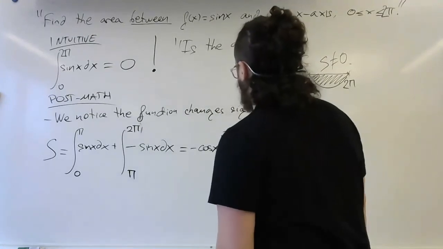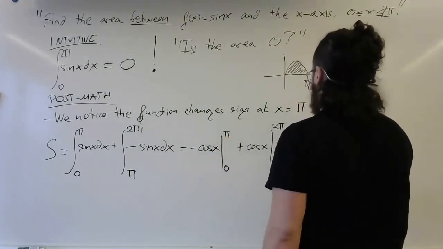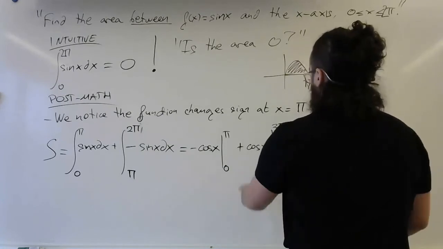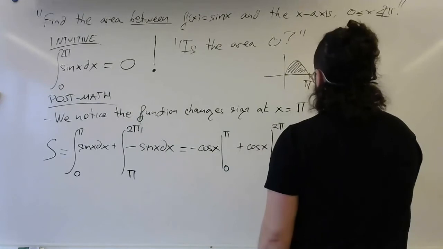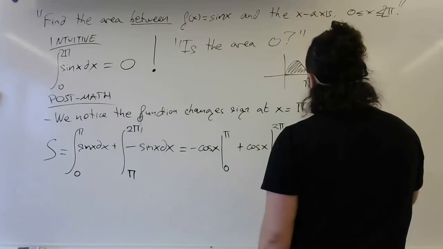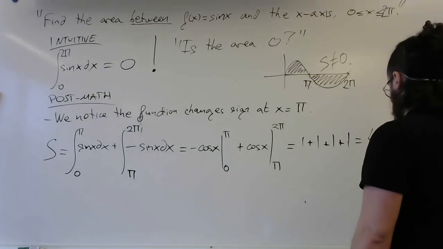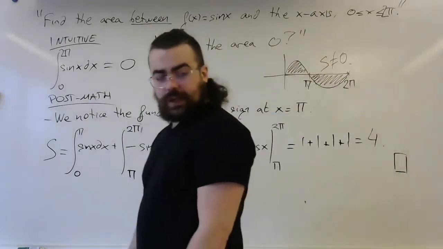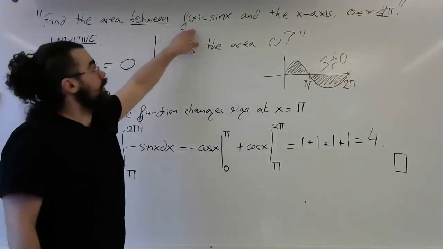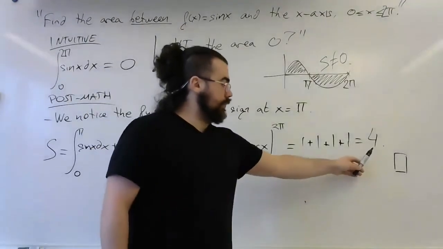And let's see what happens here. This is minus cosine of pi, which is 1, plus cosine of 0, which is 1, plus cosine of 2 pi, which is 1, minus cosine of pi, which is minus 1. And we're finished. So the area trapped between the curve and the x-axis in the interval from 0 to 2 pi is 4.